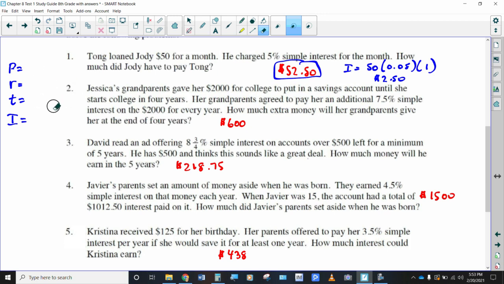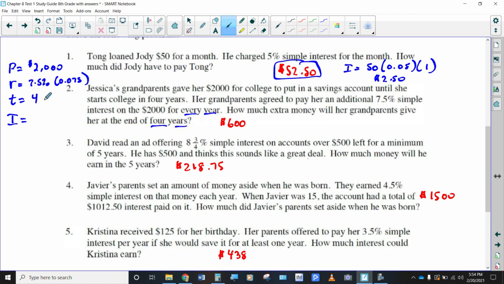This is a problem from the assessment, and from the feedback that I heard from students, people thought this was relatively easy. So grandparents are going to deposit $2,000 into an account. So that's the dollar amount that her grandparents are agreeing to pay 7.5% simple interest on. So 7.5% becomes 0.075. And it is per year for a total of 4 years. So we're going to put a 4 in here.